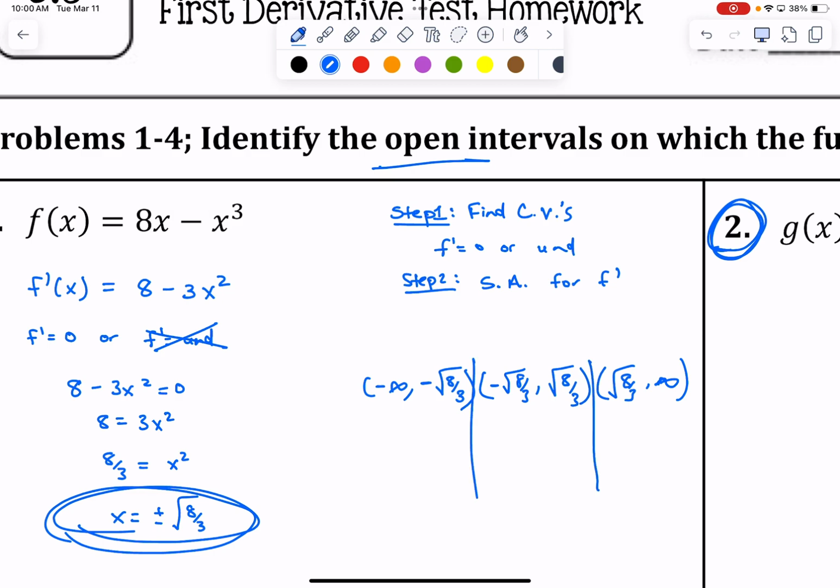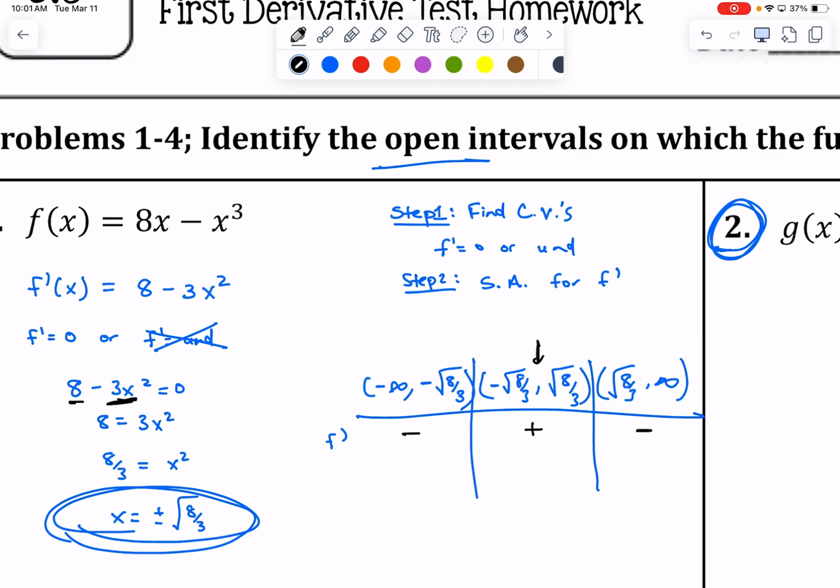All right, we do our sign analysis. This is going to be our f prime line. I'm going to determine if f prime is above or below the x-axis by figuring out if it's positive or negative, which will tell me where f is increasing or decreasing. So, test value. What would you test? 0 is easy to test. 0 is going to make this what? It'll be 8 minus 0, which is what? Positive. Signs will alternate because there's no even multiplicity.